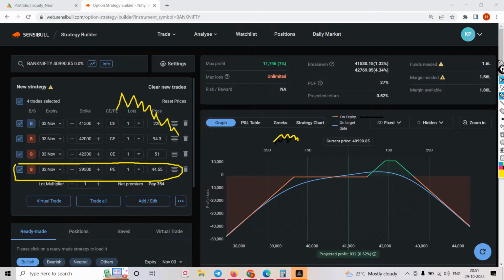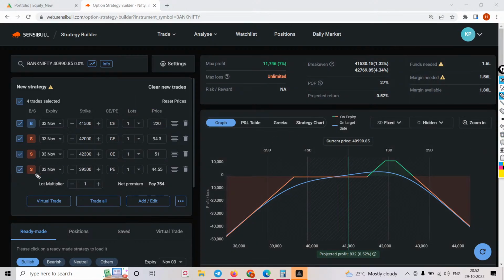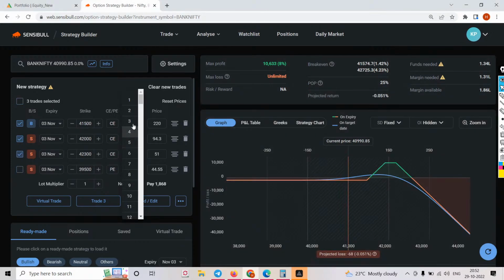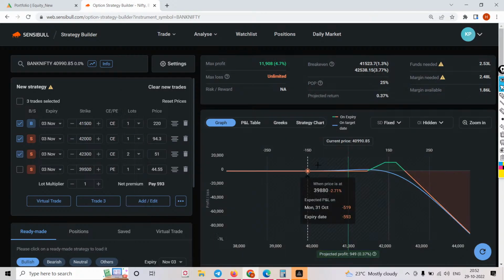So then the ideal thing would be this one. Don't go for put, right? You have to increase the lot. That's it. So from 1800, your loss is 593, and you all know how to make this 593 to zero also, right?